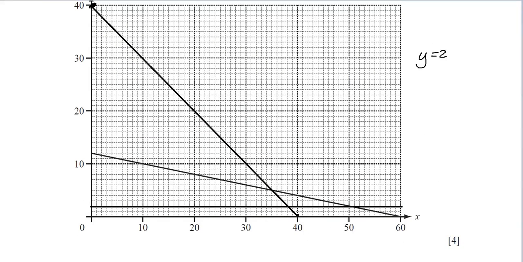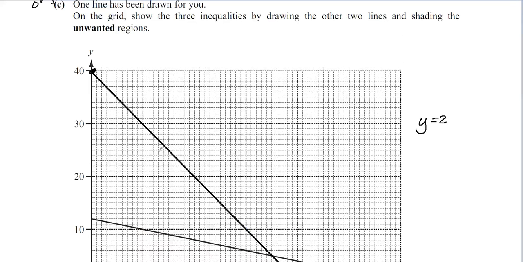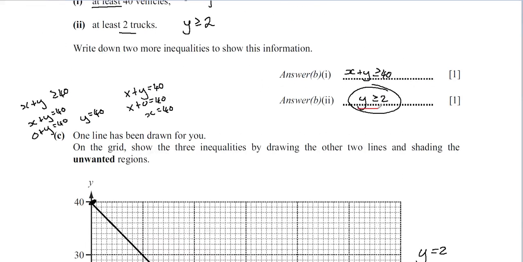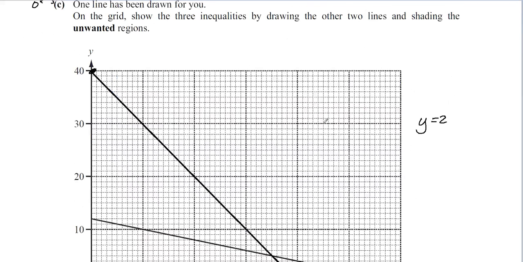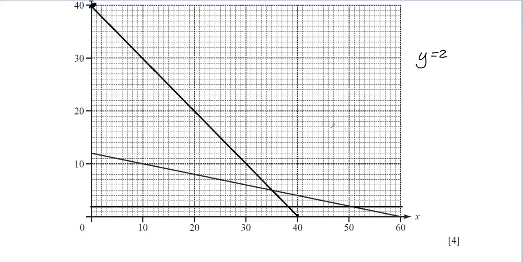There we go. And now we shade the unwanted regions, which do not satisfy our inequality. So the first one, which is the easiest, is y is greater than or equal to 2. So all we need to do is take points on this graph, either above or below this line, substitute into this inequality, and if it makes it true, that is the wanted region. If it's untrue, then it's the unwanted region.